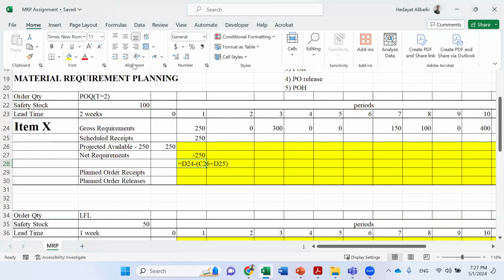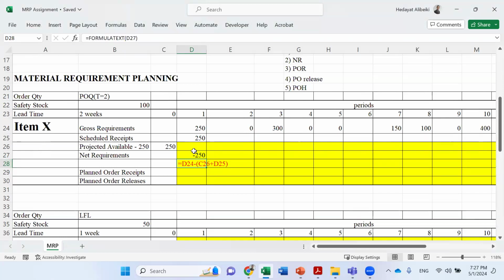Net requirement is either 0 or positive. Either there is a requirement or no requirement, so I can't have a negative value. To avoid this, I put a max of 0 and that, which makes sure I'm not getting negative values. If it's actually negative, it returns 0. Okay, so that's the formula for net requirement.